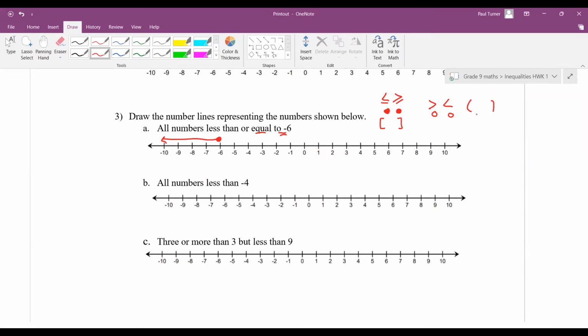So in question B, all numbers less than negative 4. Less than means we're not including negative 4. So less than negative 4 will go in that direction and put an arrowhead on it. Don't forget the arrowhead so I know where you're stopping or not stopping. So question C, 3 or more than 3, but less than 9. And we don't include the 9, less than 9. There, we've done that one previously.